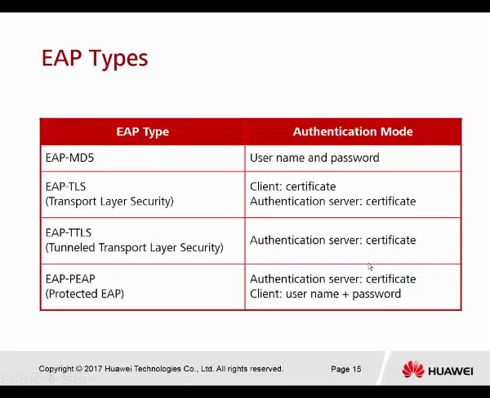The EAP type, there are four different ones. The first one, MD5. When we're using EAP-MD5, the authentication only requires a username and password. That's all. When we select TLS, TLS stands for Transport Layer Security. So the client will require the certificate, and the authentication server also. So the certificate is on both sides.